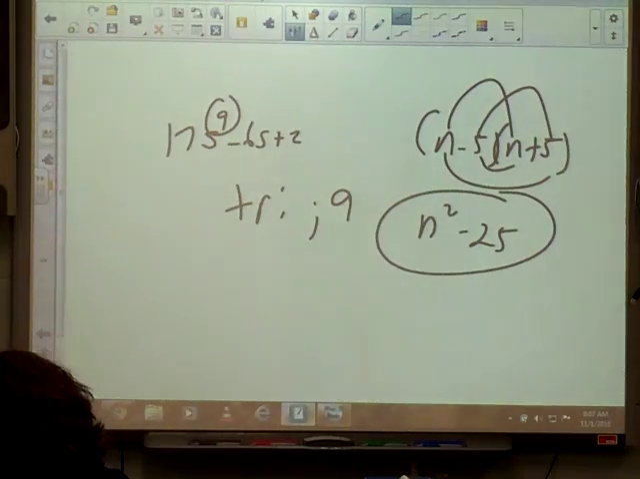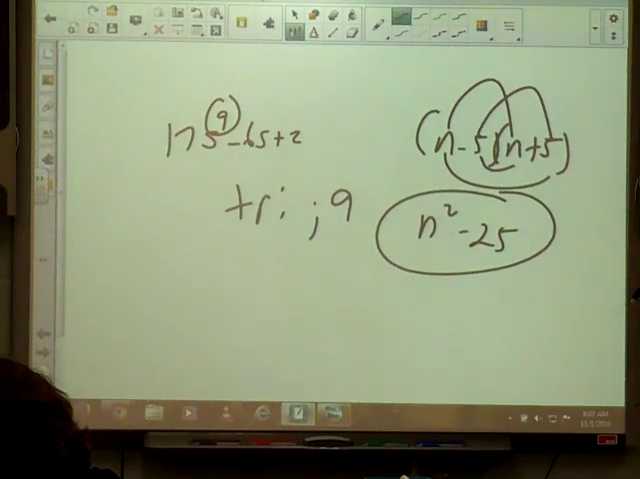Page 2. Number 9 on page 2. Evaluate 4 to the 0 power. What's anything to the 0 power? 1. You got it. D.